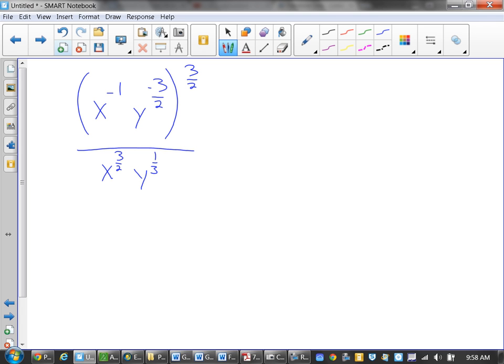All we're doing is order of operations here. PEMDAS, there we go. So this becomes x to the negative 3/2, y to the negative 9/4, over x to the 3/2, y to the 3rd.